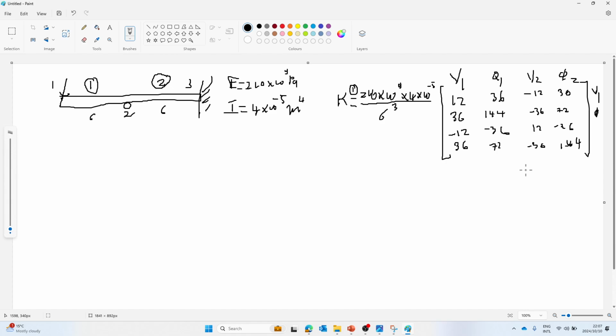It's lovely actually. Now, I was saying for element 2, K2 here, it is the same thing. Remember, you are using the same E, which is 210 times 10 to 9 times 4 times 10 to minus 5.